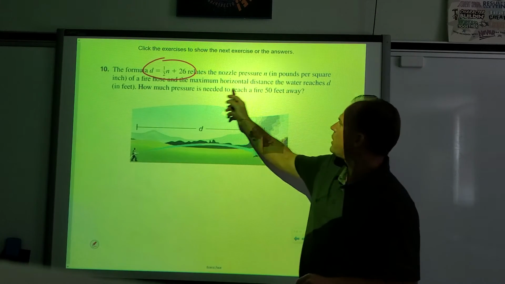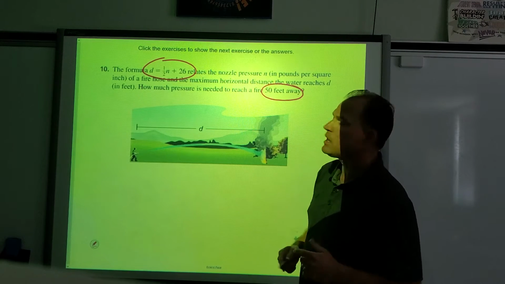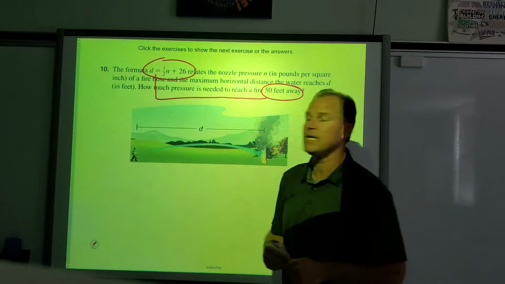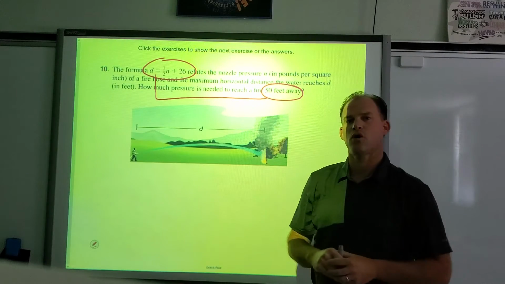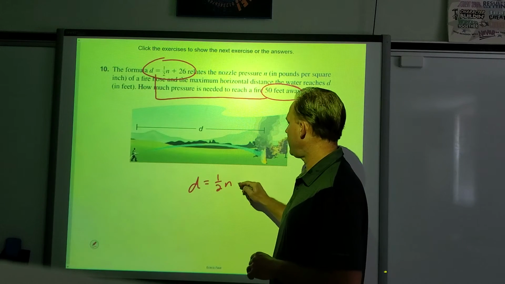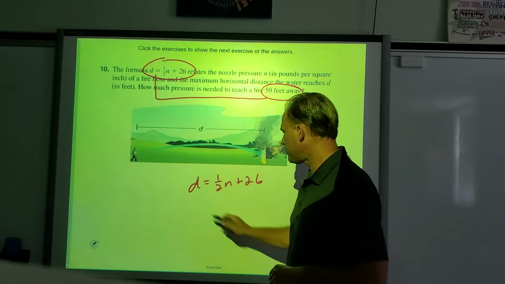How much pressure is needed to reach a fire 50 feet away? So it's telling me 50 feet away. That's horizontal distance, that's d. So this one gives me the equation I'm using. d = 1/2 n + 26. Tells me to substitute 50 for d.